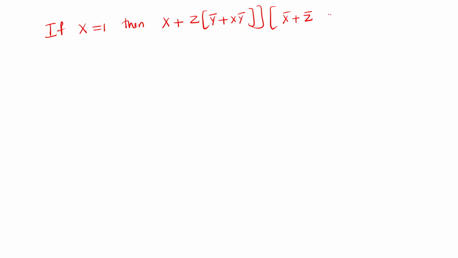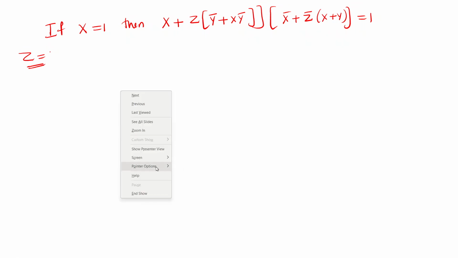So next problem. Let us take: if x equal to 1, then (x + z y bar + x y bar) and (x bar + z bar)(x + y) is equal to what? 1. Okay, so what is the value of z? The z value you need to find out. So how to find it here?